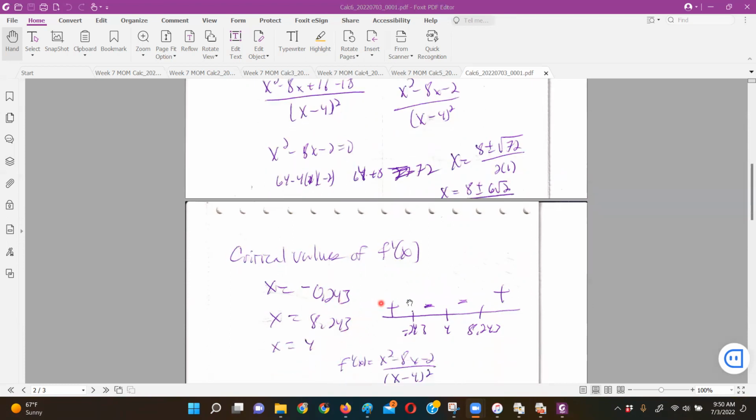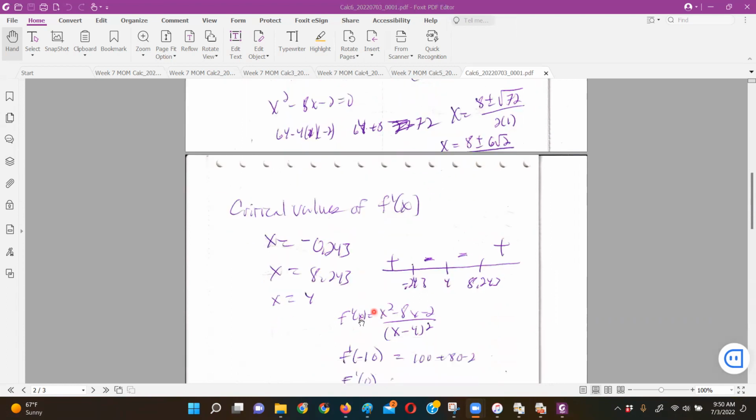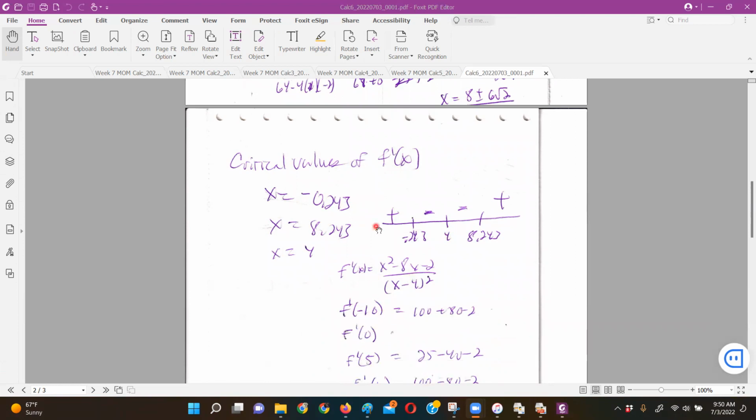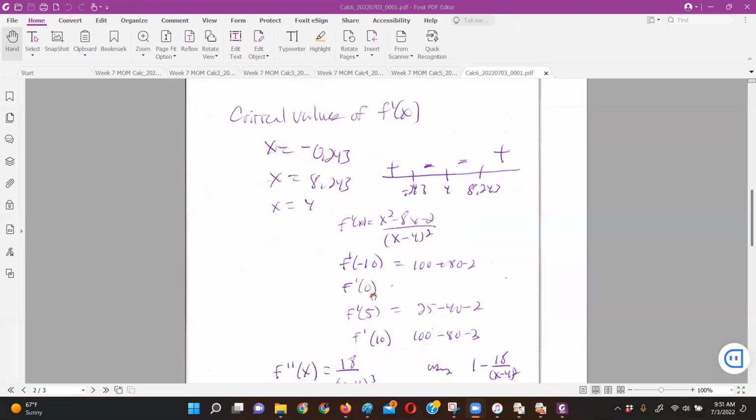And then what are the critical values? Well, those 2 zeros and the vertical asymptote, and then I went back to the unfactored form and substituted in negative 10, and it came up to be a positive number because it's 100, right? You see my thinking there. And then 0 would be in between, that was negative, and 5 was negative also, and then 10 was positive. So the function is increasing, then decreasing, then it jumps over the vertical asymptote, and then it's back to decreasing, then increasing.